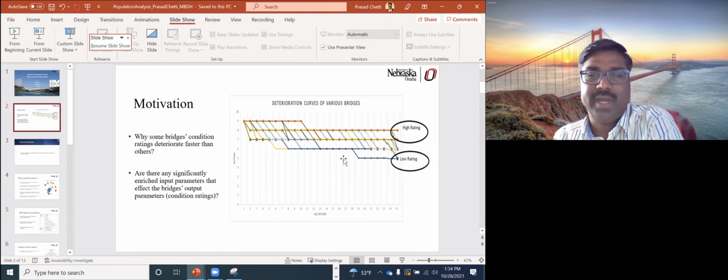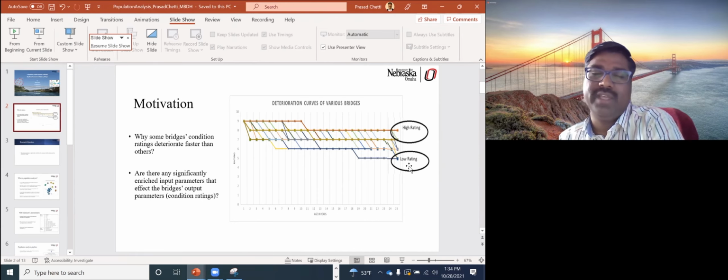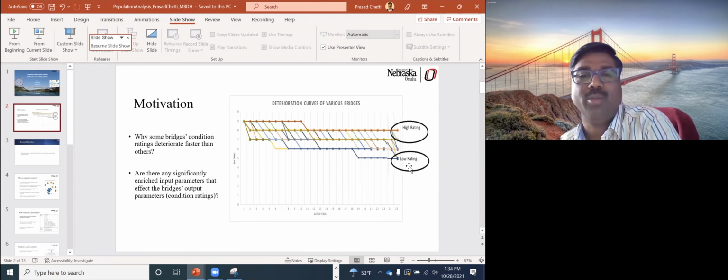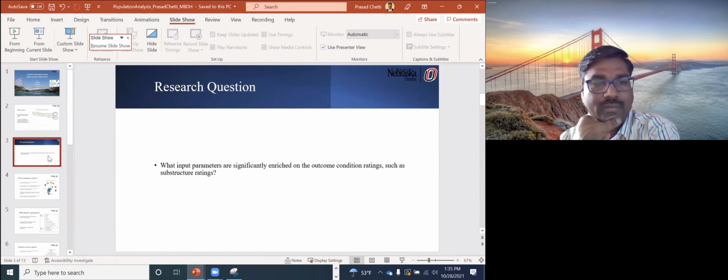So the motivation behind this is why some bridges are still in high rating after several years, and why some bridges are going to a low rating. That means why some bridges deteriorate faster compared to other bridges. So what are the factors behind them? The research question here is what input parameters are significantly enriched on the outcome condition ratings, such as substructure ratings.